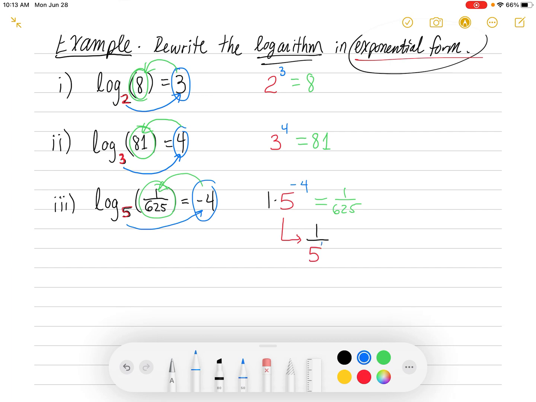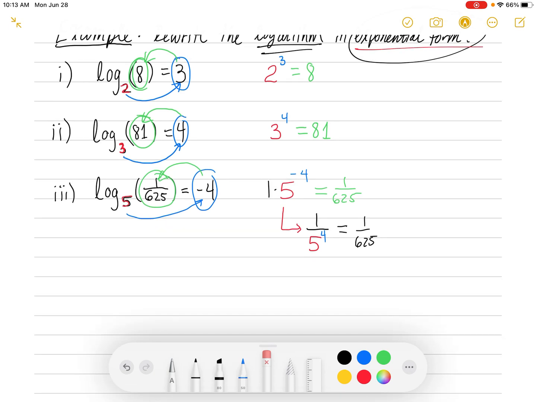A negative exponent means out front you have a 1. So we're going to keep the 1 on top, and you're going to take the 5 to the bottom. And the exponent of negative 4 becomes a positive 4. That's actually equal to 1 over 625. Why? Because 5 to the 4th power is 5 times 5 times 5 times 5, which is 625. So yeah, that checks out.